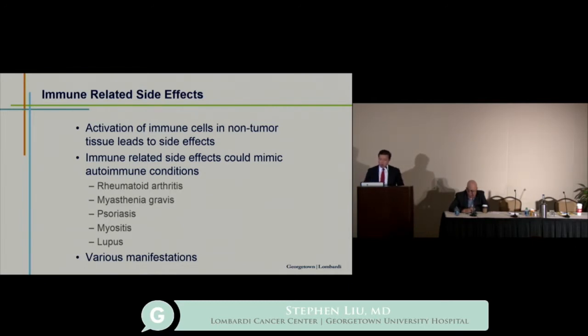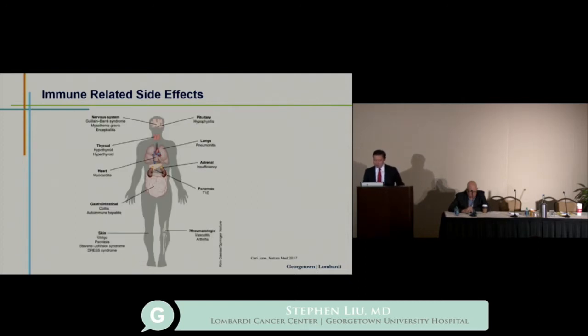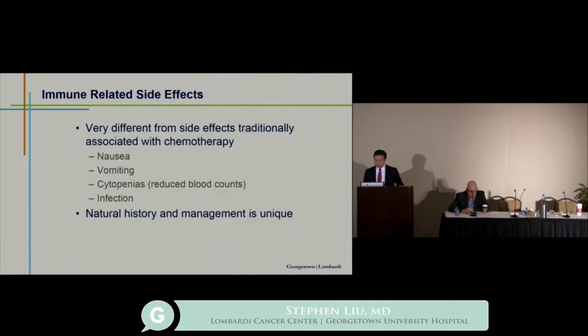So autoimmune conditions where our immune system attacks our normal body would include diseases like rheumatoid arthritis, myasthenia gravis, psoriasis, certain types of myositis, lupus, and in theory, immunotherapy in any form could really mimic a lot of these conditions. There are a lot of different manifestations of it. So the side effects with immunotherapy are quite different. And shown here is a diagram of the different organs that can be affected by immunotherapy. And really, it's everything. Every organ that you can think of can be in some way affected by the immune system and can be an adverse event associated with immunotherapy.